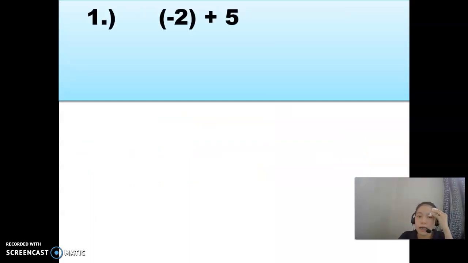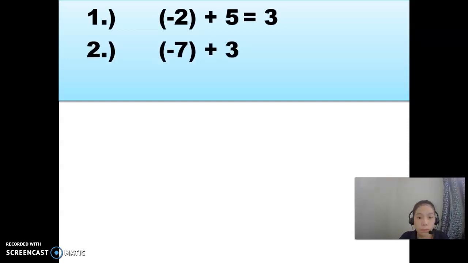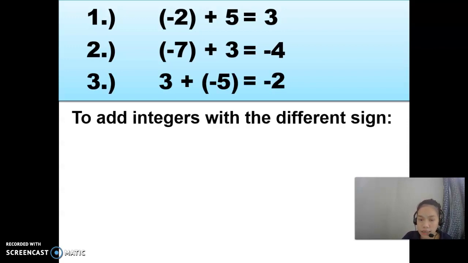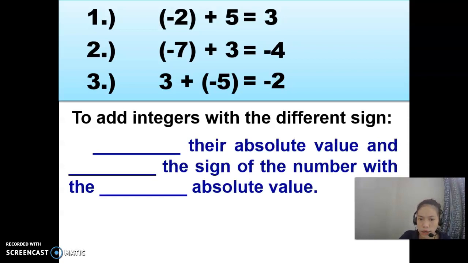So, let's go back to the examples with different signs of the addends, to add integers with different signs. Number 1, negative 2, positive 5. Negative 7, positive 3. Positive 3 and negative 5. So, those are the addends. Okay, so what have you noticed?